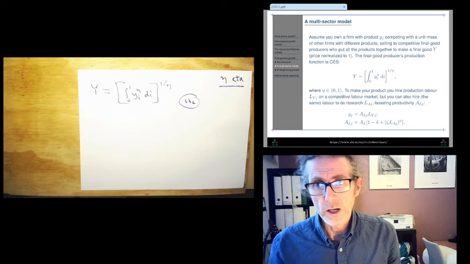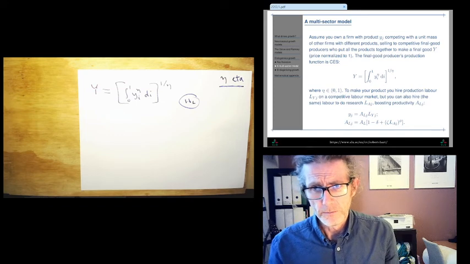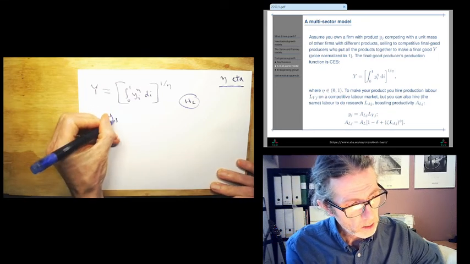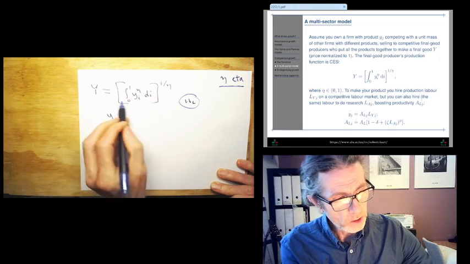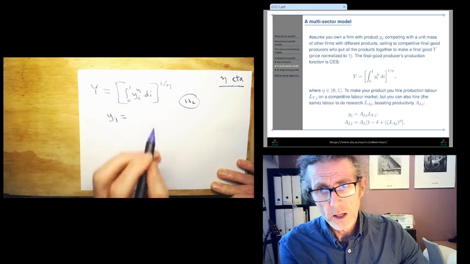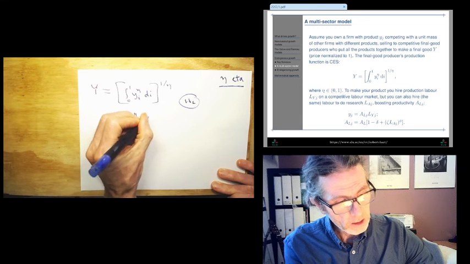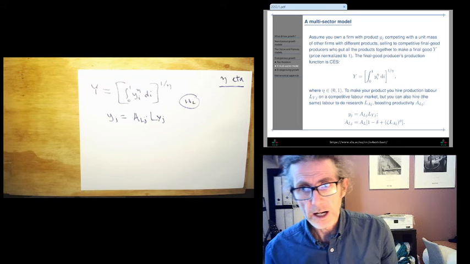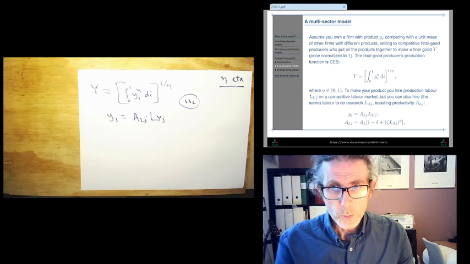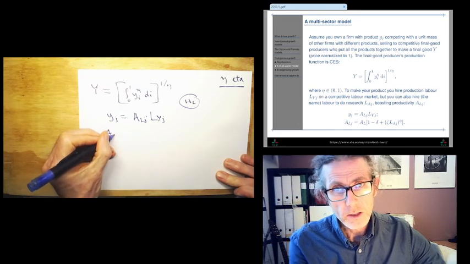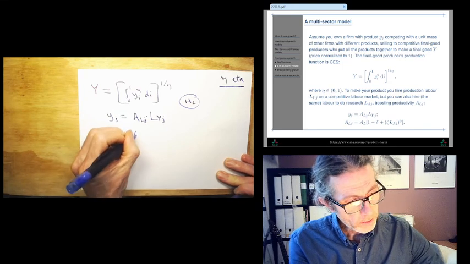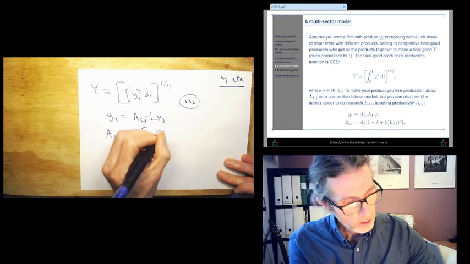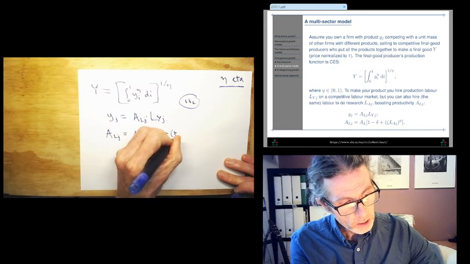But you can also hire workers to do research. And you've got a very simple production function. Your output, y_j, which you can sell to this guy, is just your productivity times how much labor you hire. But your productivity is a function of how much research labor you hire.